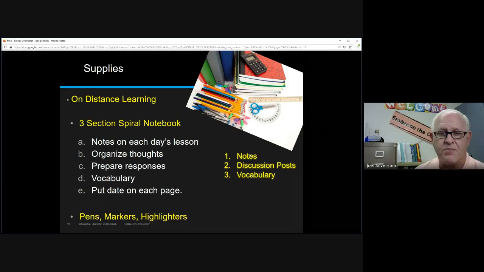A couple of supplies. While we're on distance learning, the only thing I need you to have is a 3-section spiral notebook. And you're going to organize that into 3 sections, one for notes, one for discussion posts, and one for vocabulary. You're going to take notes on each day's lesson. I'm not going to give you pre-printed note forms while we're on distance learning. Take your own personal notes.